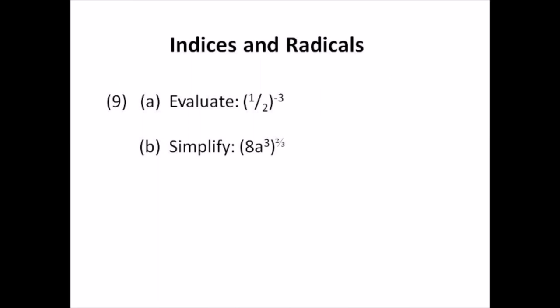And number 9, indices and radicals. A, evaluate a half to the negative 3, and B, simplify 8a cubed all to the 2/3 power. So once you know how to deal with a negative power, a negative exponent, you should know what to do. And then the next one, you have a fraction that is an exponent outside of the brackets, outside of the parentheses. You need to know what to do there as well. And remember, you're dealing with, in B, the number and the letter. So don't forget. Work it. You can do that. Do it quickly.